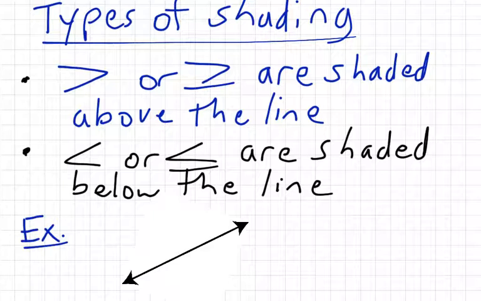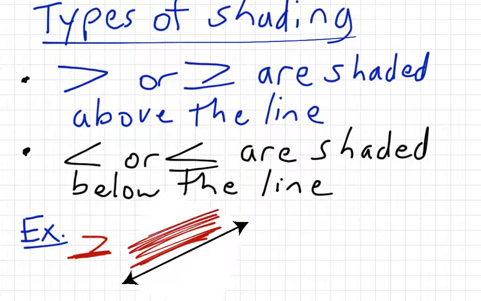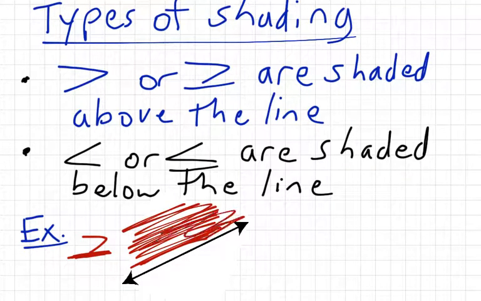All right, so our example for that, on this line, let's say it was a greater than or equal to. Well, we already know it's a solid line because it's equal to it. But since it's greater than, we're going to shade everywhere that's above that line as a solution. So all these points are solutions. Just draw a simple sketch there.